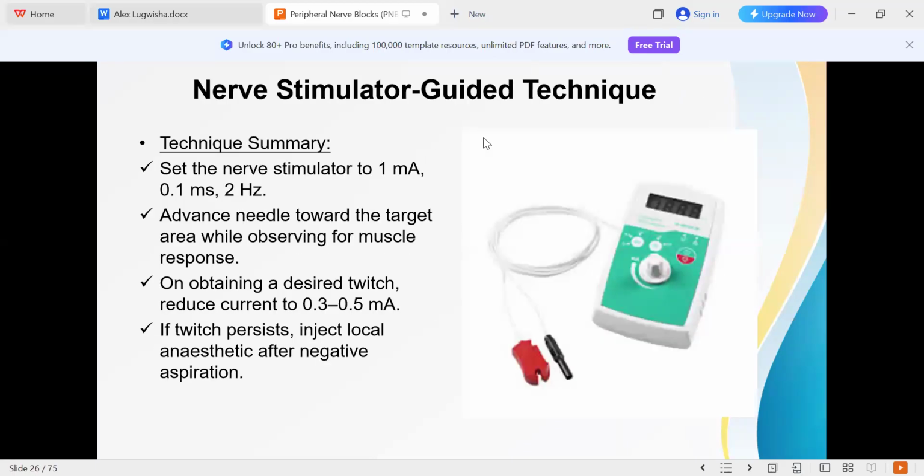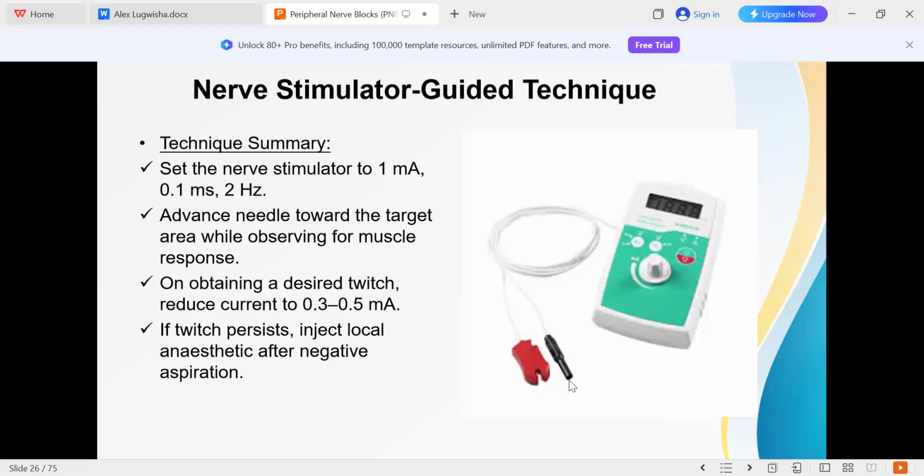So this is a peripheral nerve stimulator on the right side of the screen. What you do, you set the nerve stimulator to 1 milliamp, at 0.1 milliseconds, at a frequency of 2 hertz. This is the earth, this is the stimulating needle. You advance your stimulating needle towards the target area where you're observing for muscle response, contractions. When you obtain that, you want to reduce your current to 0.3 to 0.5 milliamps.